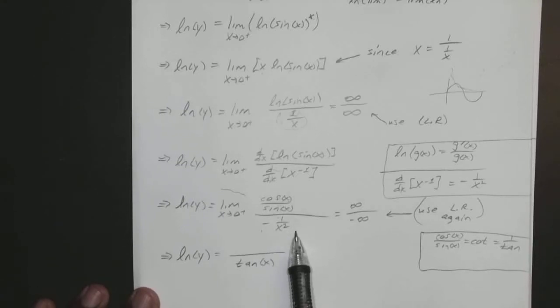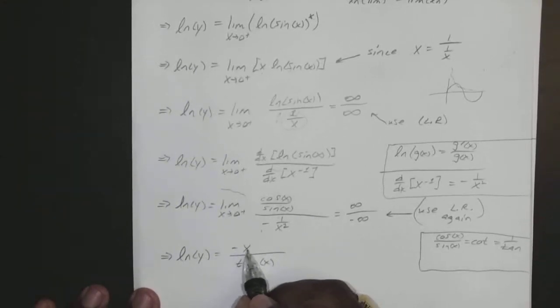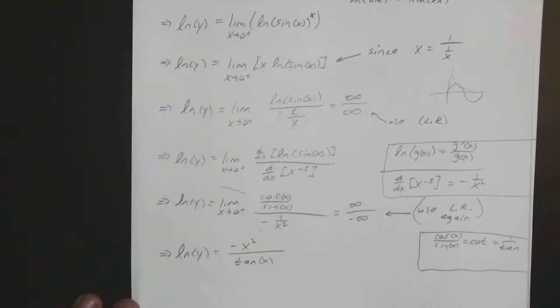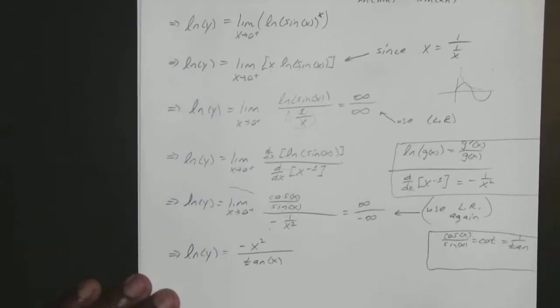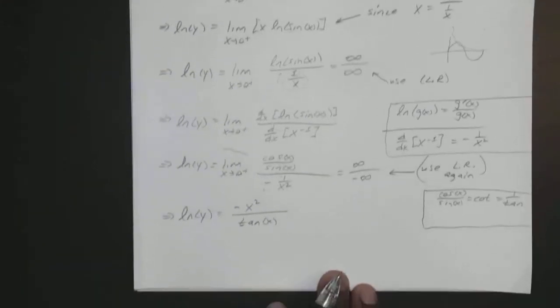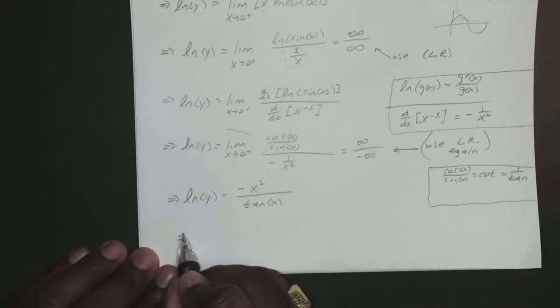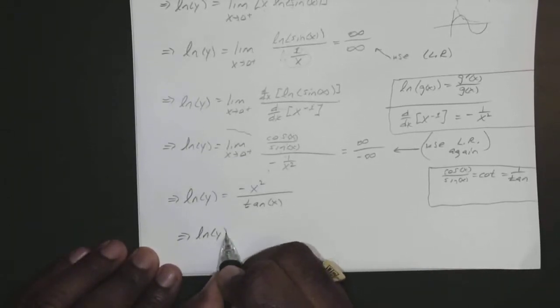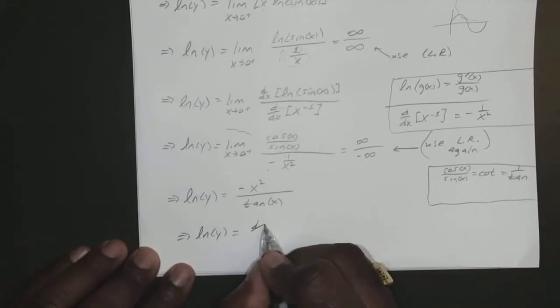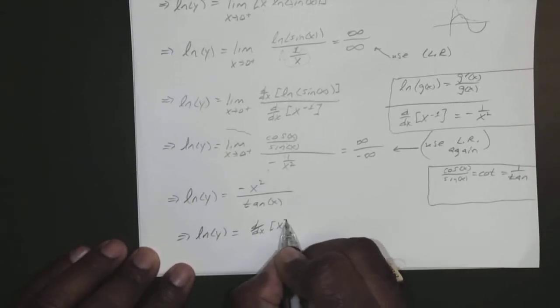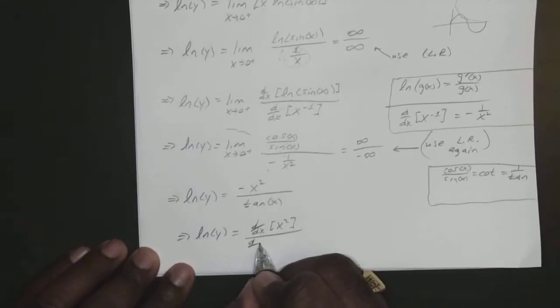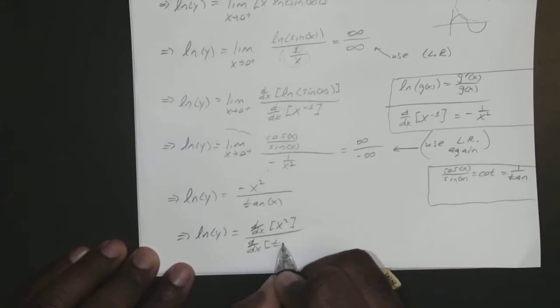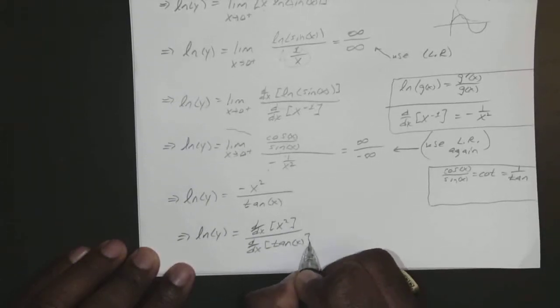And if we multiply our numerator and denominator by x squared, that will make that negative x squared up here. So we can manipulate that a little bit to apply our L'Hopital's rule. Okay, so that means we have the natural log of y, which is equal to the derivative of x squared over the derivative of tangent of x.